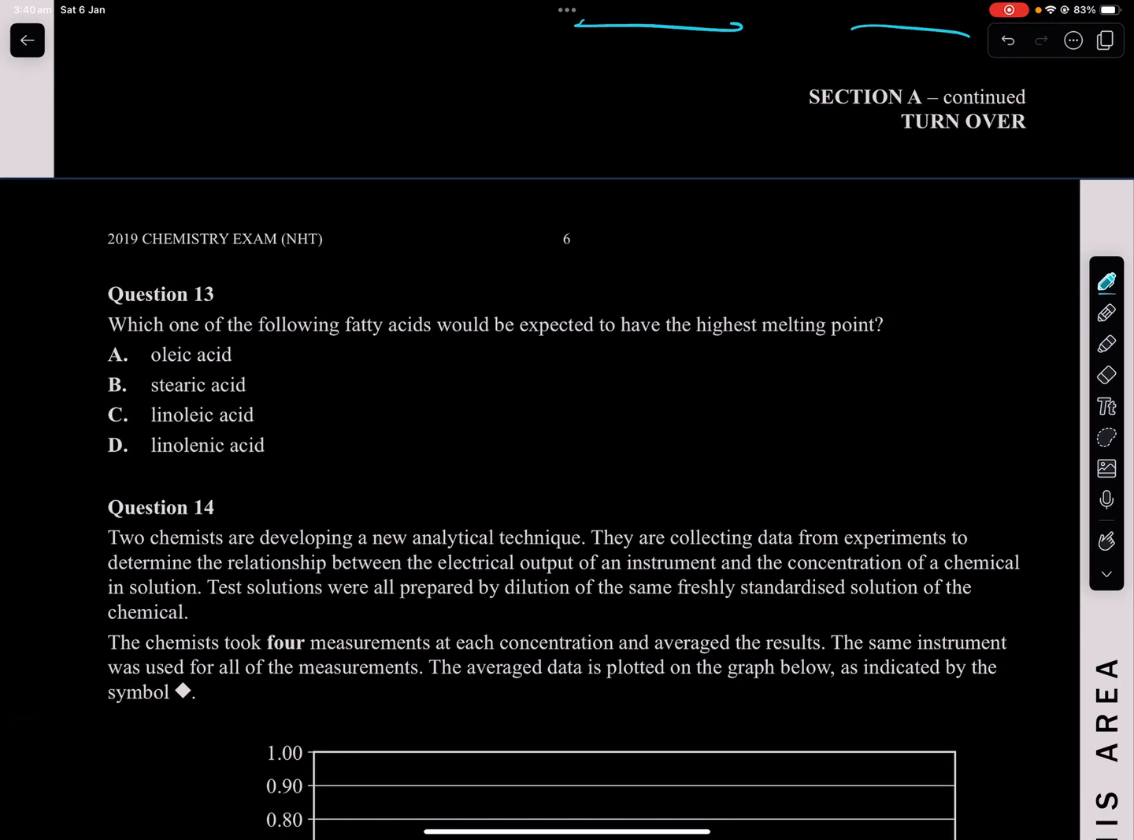Question 13. Which of the following fatty acids would be expected to have a higher melting point? Now, you should know something about fatty acids. To determine their actual melting point, we need to look at if they're saturated, which means that they just have single bonds. It really depends on their length, for example, their carbon chain length.